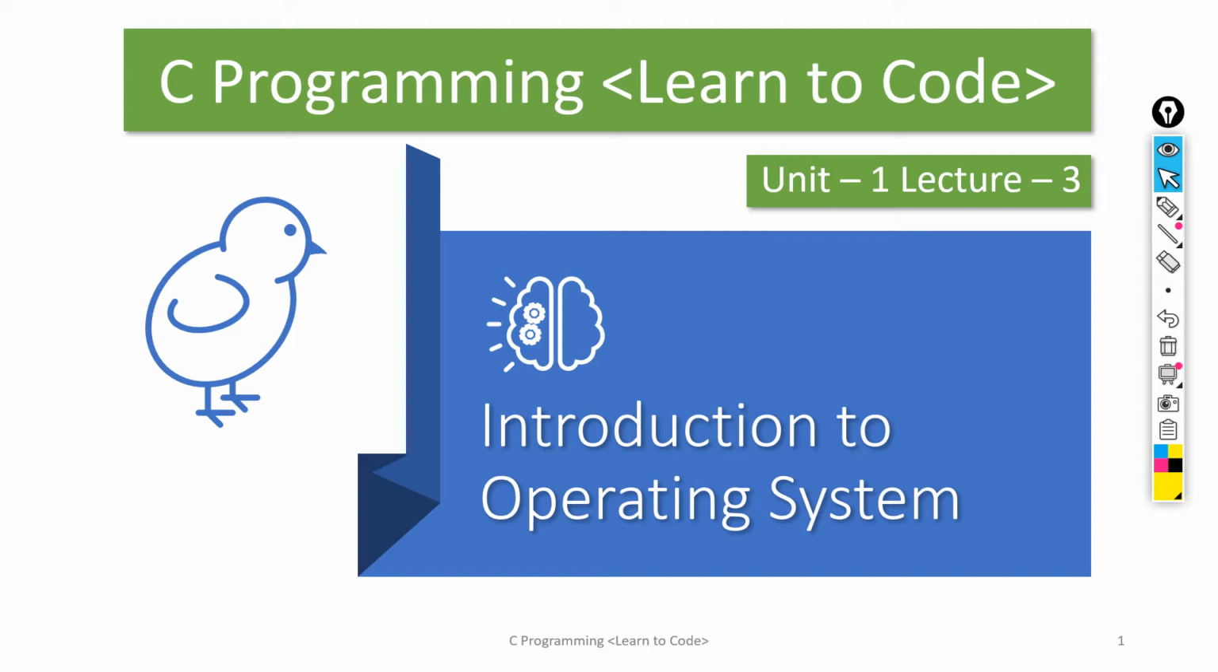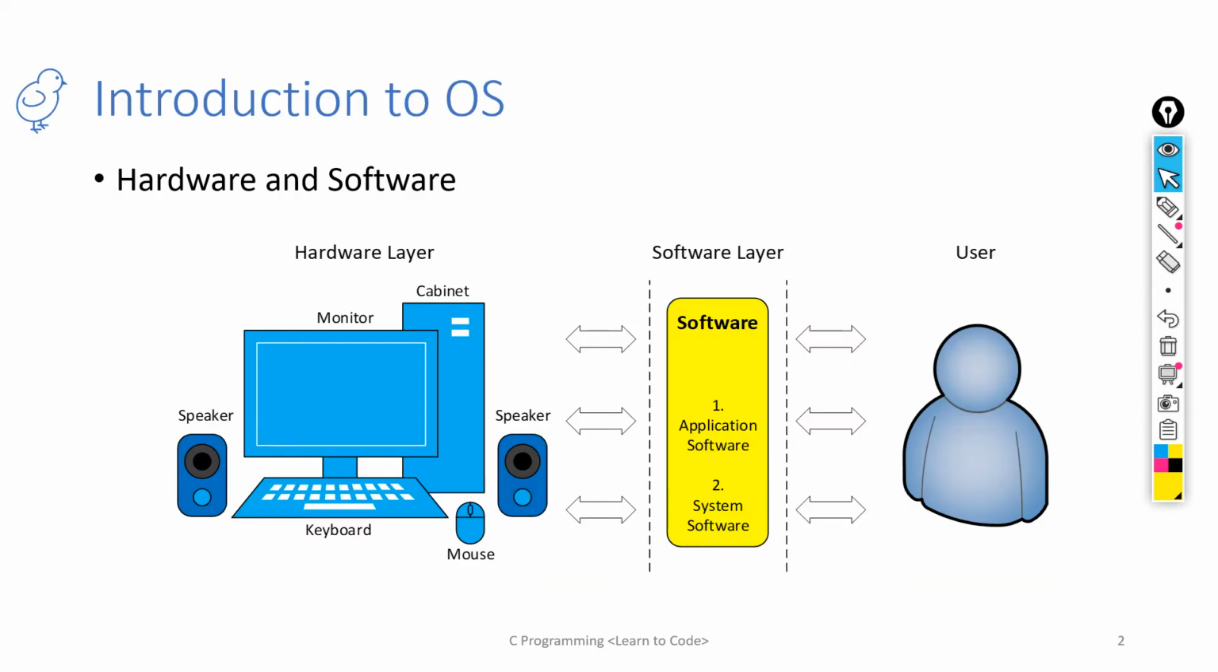This is the third lecture of Unit 1, and in this lecture we are going to discuss the operating system. Before we discuss what an operating system is, let us understand the difference between hardware and software. If you recall, in the last lecture we discussed the different components needed to build a computer system, right?